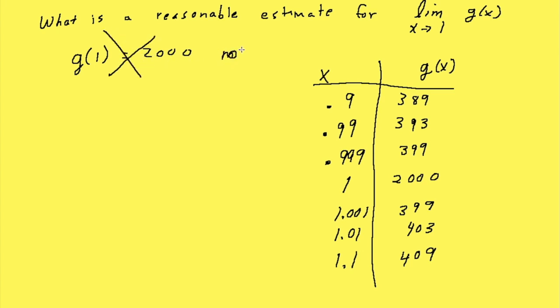Let me write that over here. This is not the limit as x approaches 1 of g of x. It's g of 1 equals 2,000. It's not the limit as x approaches 1 of g of x. We have to look closer at the data to know what the limit is.